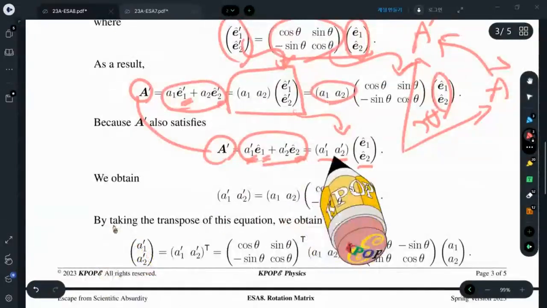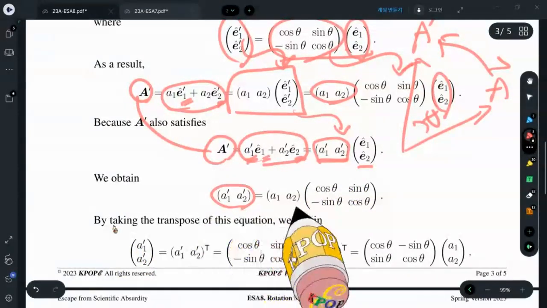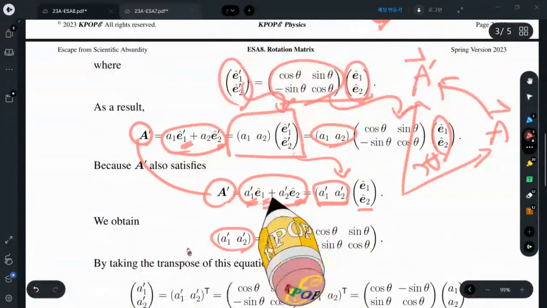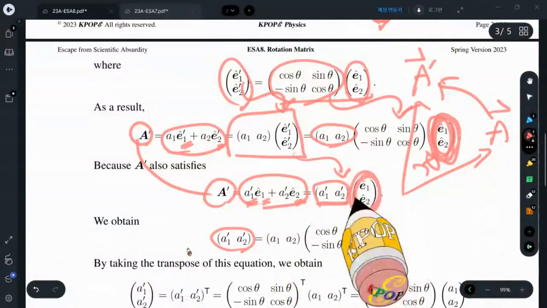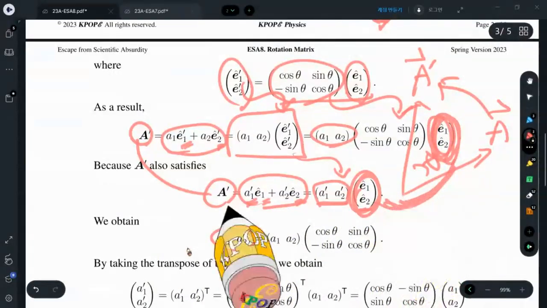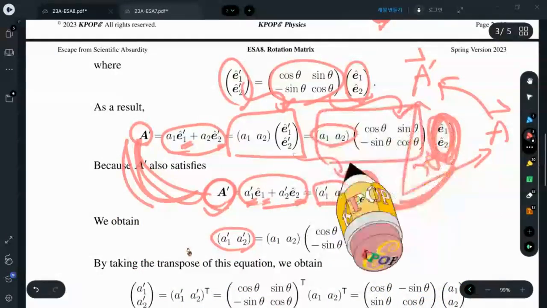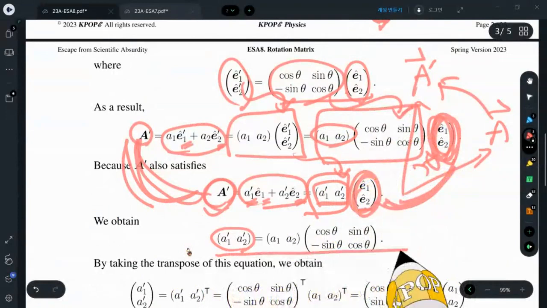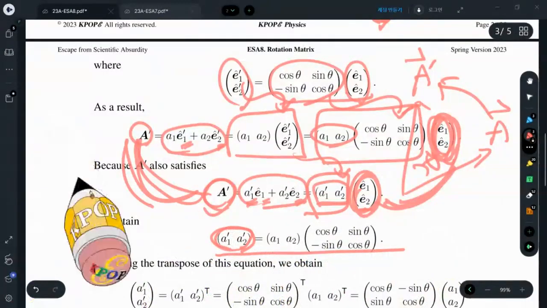Okay. Finally, this one. What's that? This one in here, the column vector. These two column vectors are the same, and these two vectors are the same. Therefore, this and this must be the same. I have an identity. All right.